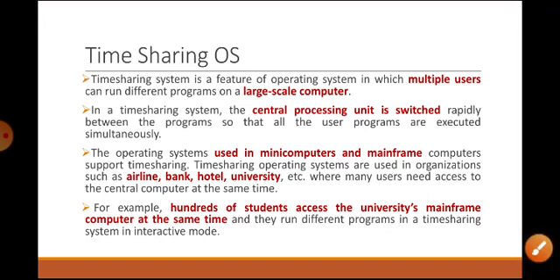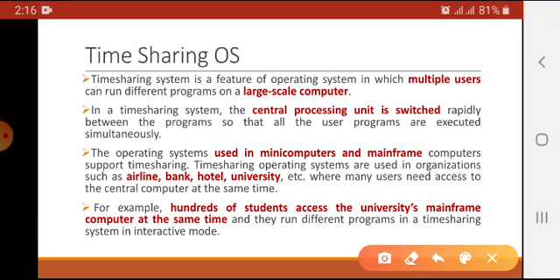The next one is time sharing operating system. In time sharing operating system, multiple users can run different programs on large scale computers. It means time sharing operating systems are used on large computers, and these large computers are usually mainframes and mini computers.